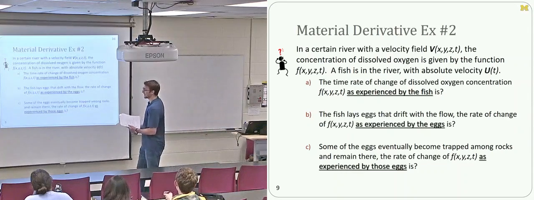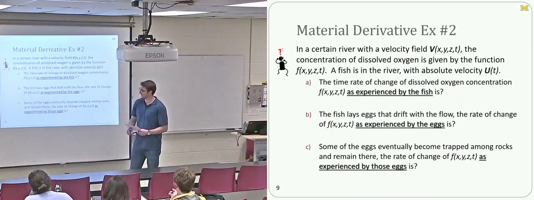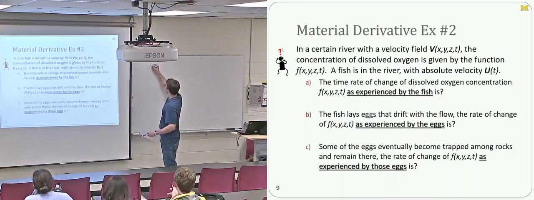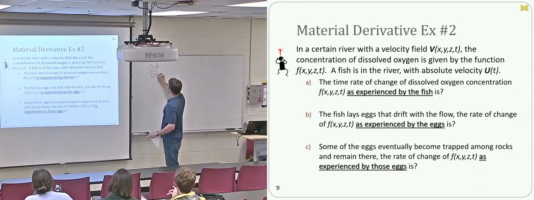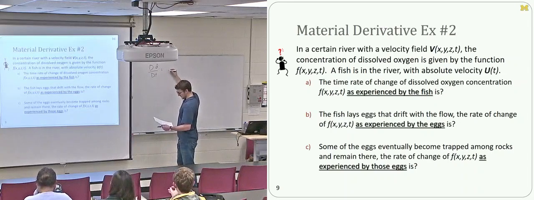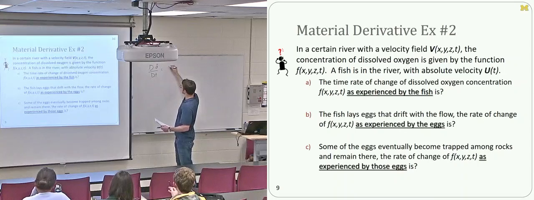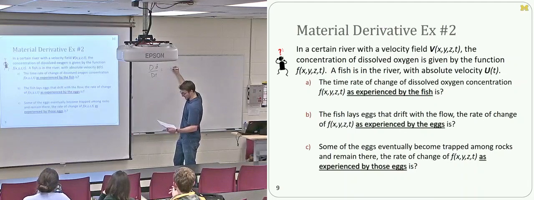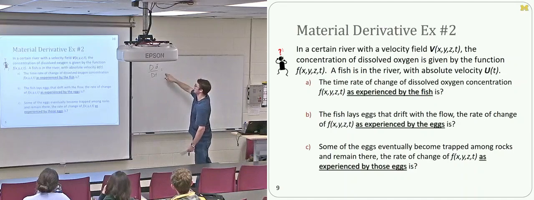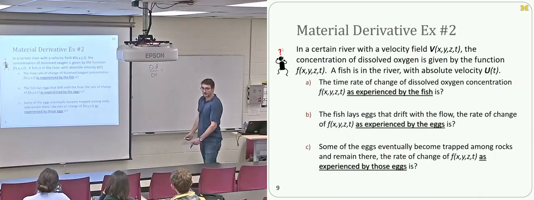Eric, part A, you want to take a whack at it? So material derivative with function f of x, y, z, t. So we've got two terms in the material derivative, right? The local and the convective. So let's just start with local.